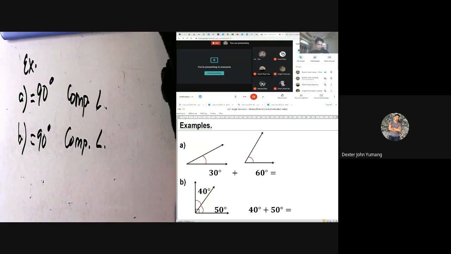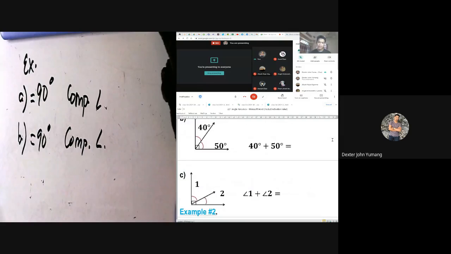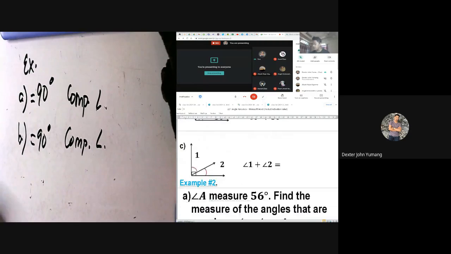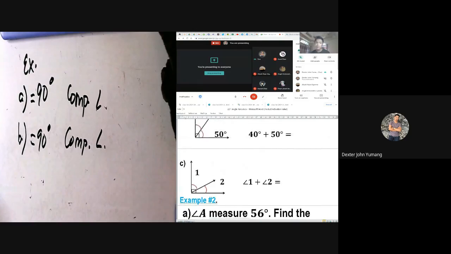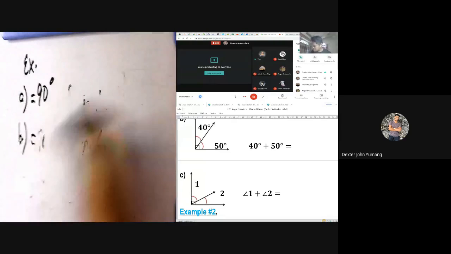Okay class, let's proceed. So next one is this. Can you look at this example letter C? Okay, angle 1 and angle 2, wala po nilagay yung angle na number. Tulad nung sa example sa letter B na merong 40 at saka 50. In this case, angle C, ang nilagay lang ay ang pangalan ng angle, which is angle 1 and angle 2. Ngayon, if we are going to add angle 1 and angle 2, what would be the answer? Try guessing that one. Hula lang muna.